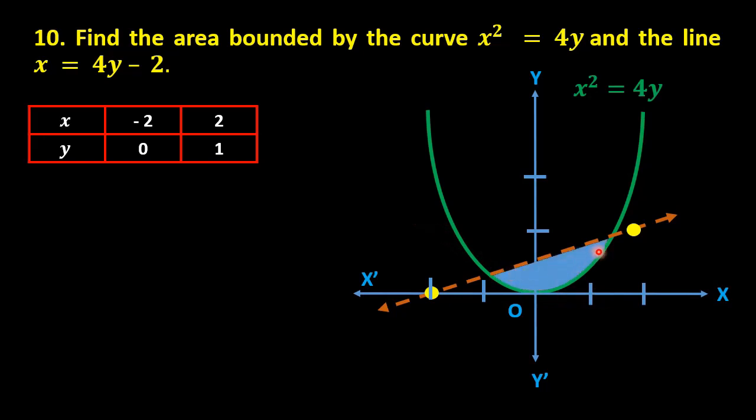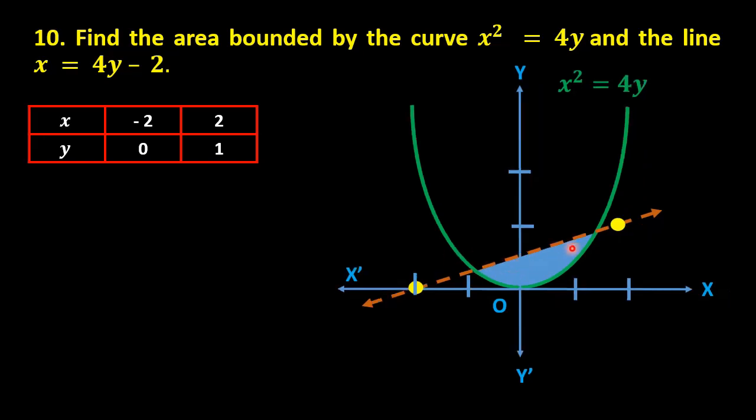Which is shaded. So in question number 9, the two areas on the left and right side of the y-axis were symmetric. But here the areas on the left and right are not symmetric. The area on the right is greater than the area on the left. So we need to calculate separately here, and at last we have to add the two areas.